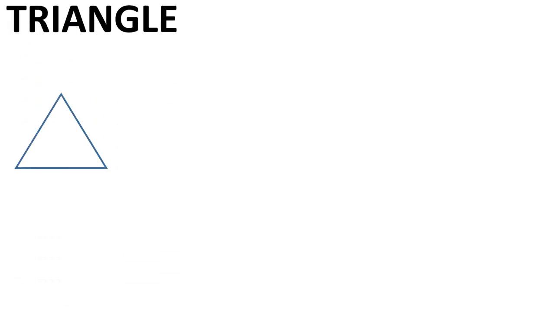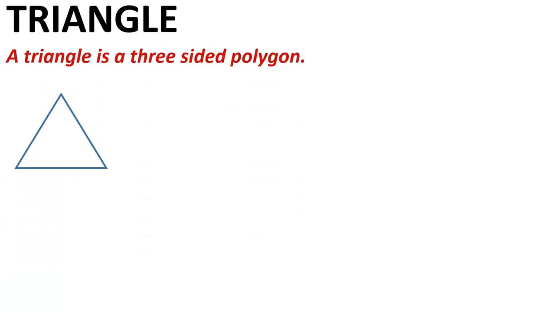Now our next topic is triangle. How many sides are there in a triangle? There are 3 sides. So a triangle is a 3-sided polygon. Why is it a three-sided polygon? Because it has three sides.